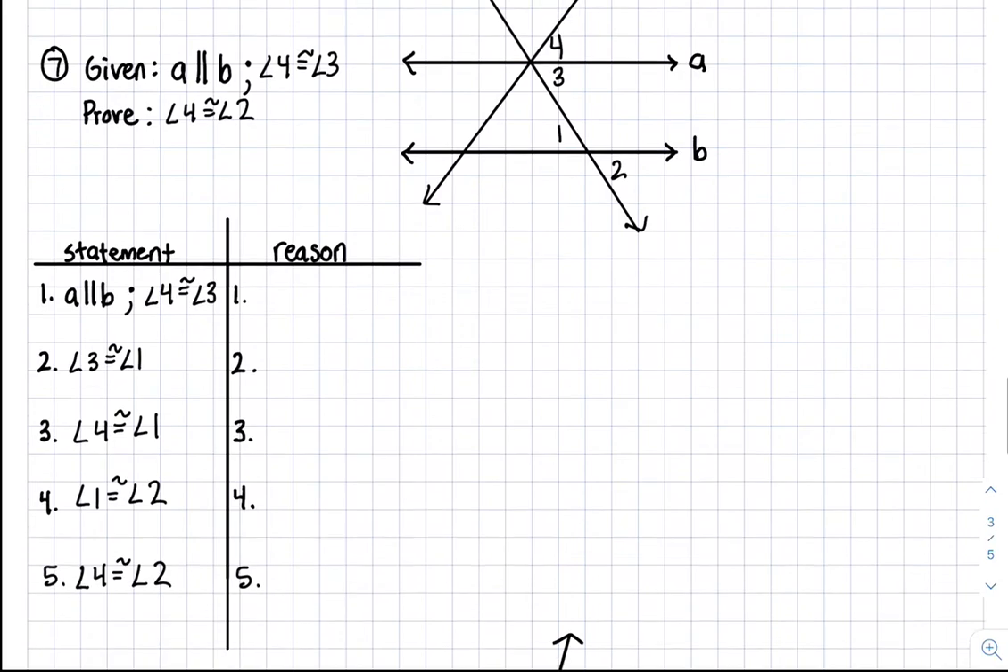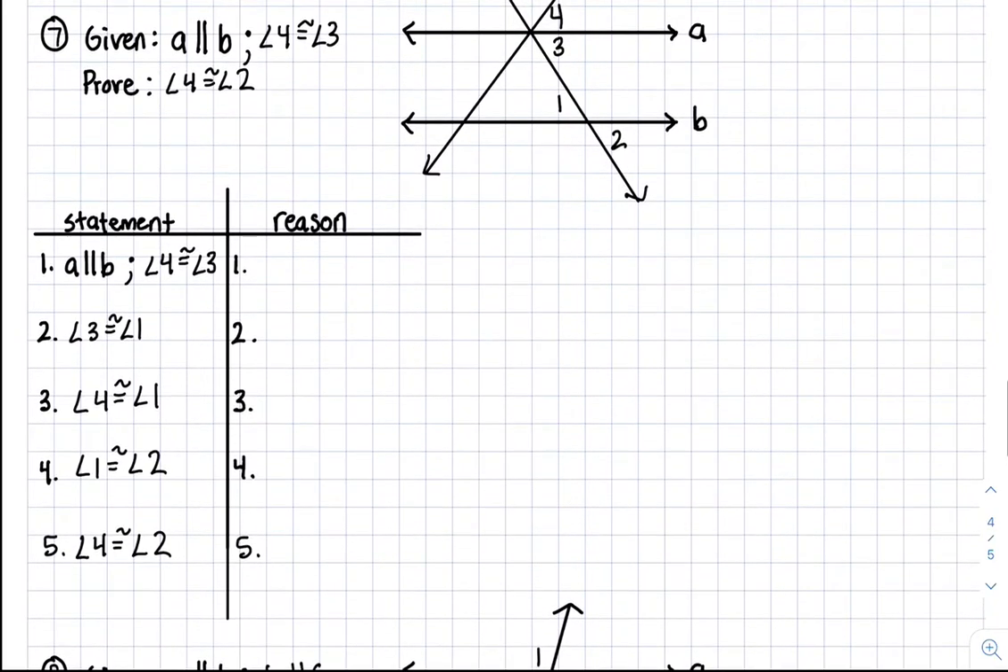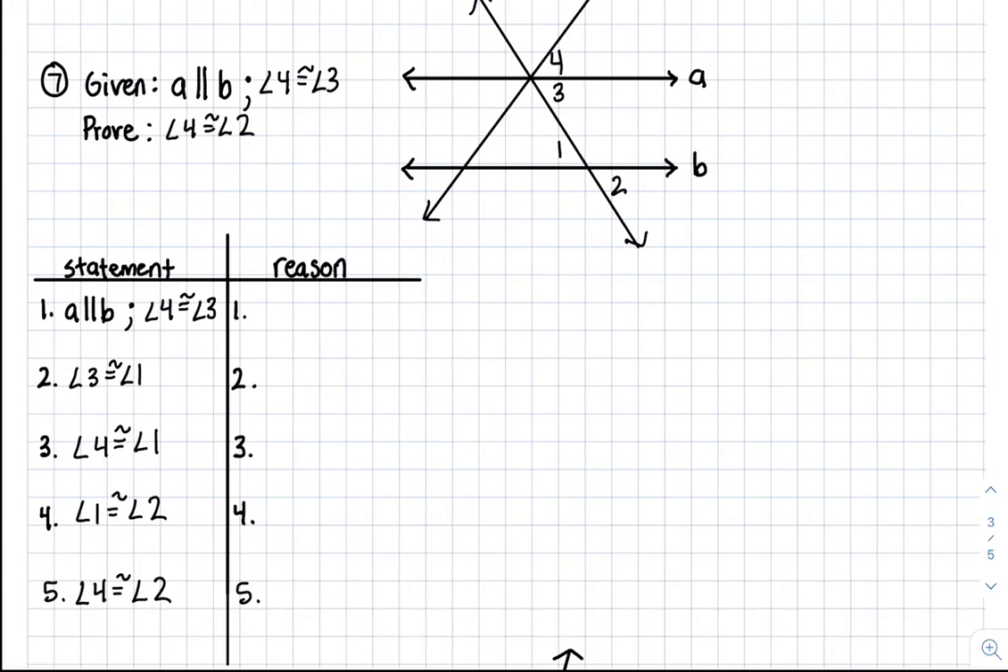Alright, so here's 7. So A is parallel to B and angle 4 is congruent to angle 3. That's given. Okay? Now it says angle 3 is congruent to angle 1. Why? Well, when we look at those two parallel lines cut by the transversal, this transversal right here, I notice, hey, 3 and 1, those are alternate interior angles. And we know alternate interior angles are congruent.